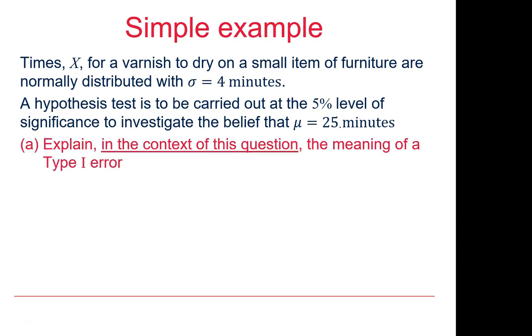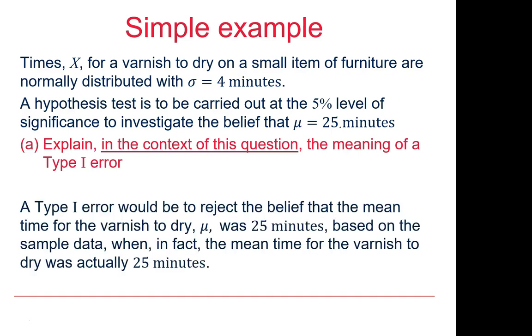And so in the context of this question, what would a type 1 error be? Well, a type 1 error would be to reject mu equals 25, reject that initial belief that the mean time for the varnish to dry was 25 minutes based on the sample data, when in fact the mean time for the varnish to dry is actually 25 minutes.